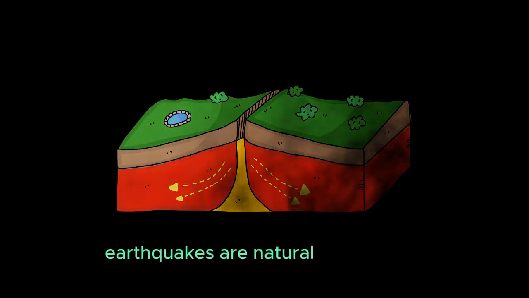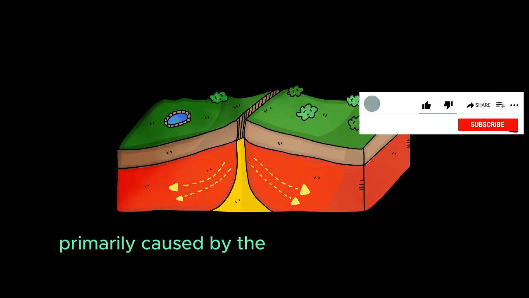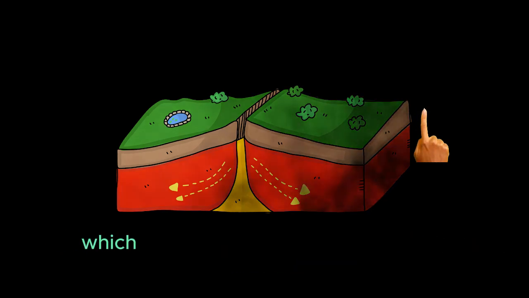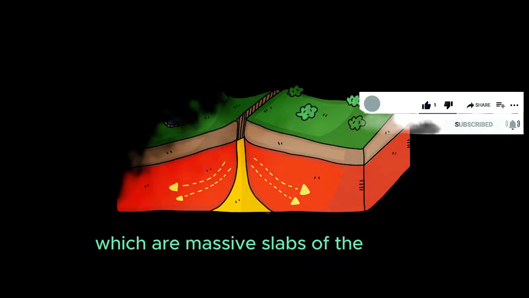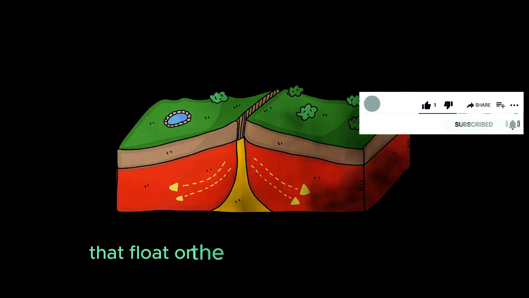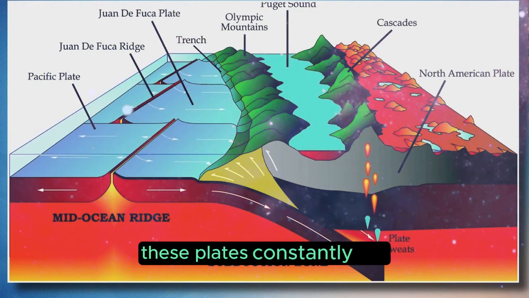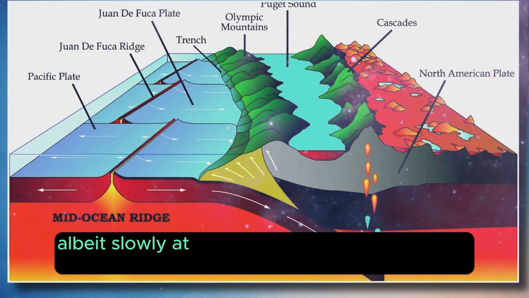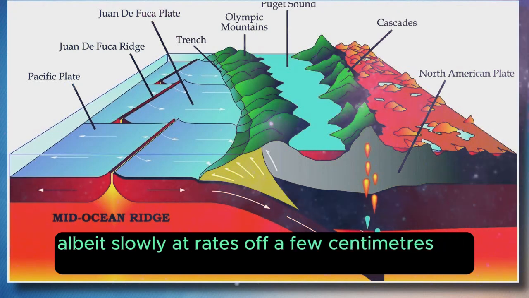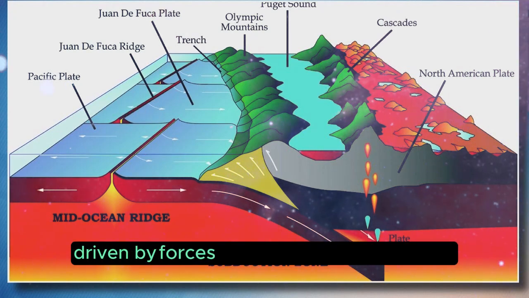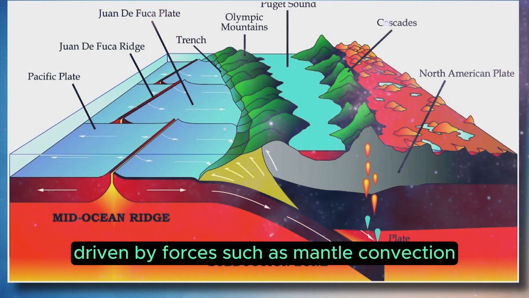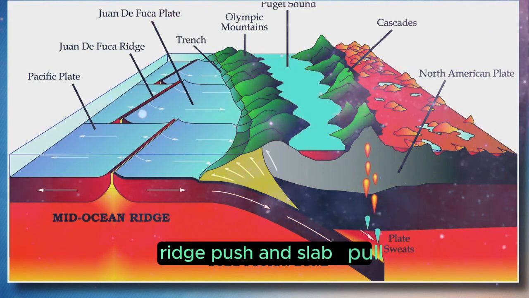Earthquakes are natural phenomena primarily caused by the movement of tectonic plates, which are massive slabs of the Earth's lithosphere that float on the semi-fluid asthenosphere beneath them. These plates constantly shift, albeit slowly, at rates of a few centimeters per year, driven by forces such as mantle convection, ridge push, and slab pull.